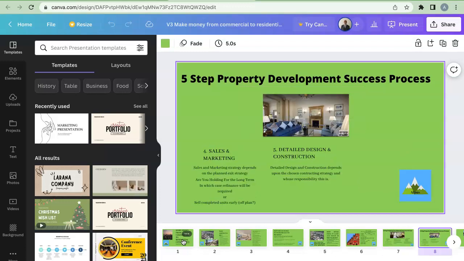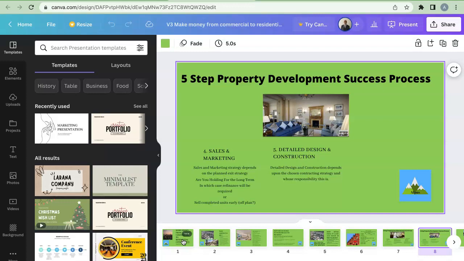So step 4 is sales and marketing, and we would get on with this activity at a very early stage. As soon as we have permission to carry out the development, whatever it is, we'd start to look at sales and marketing and how we can actually exit the site, and if possible to make off-plan sales, so that we've got less risk and certainty of cash flow.